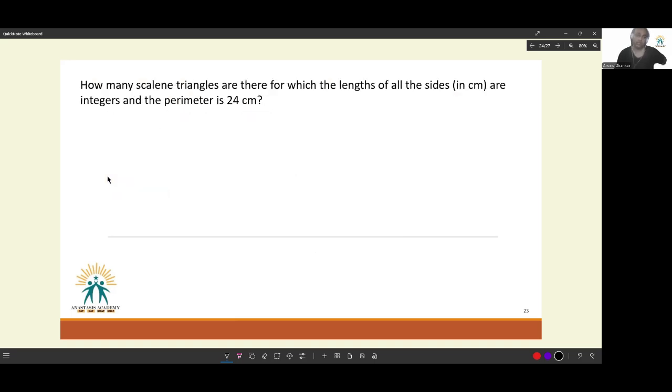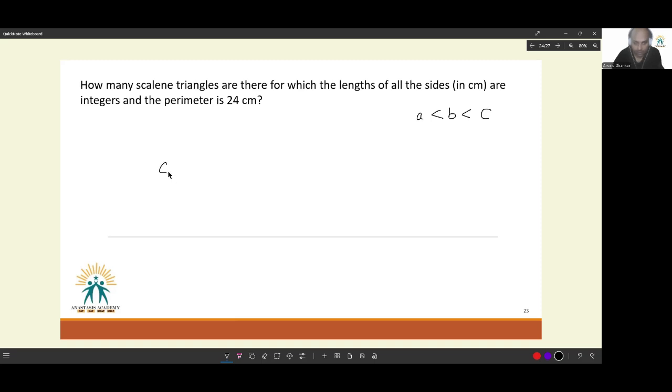Okay, next, how many scalene triangles are there for which the lengths of all the sides in centimeters are integers and the perimeter is 24 centimeters? Okay, now see, the three sides are going to be A, B, and C, wherein I'm taking this notation. A is the smaller side, B is the second smaller side, C is the longest.